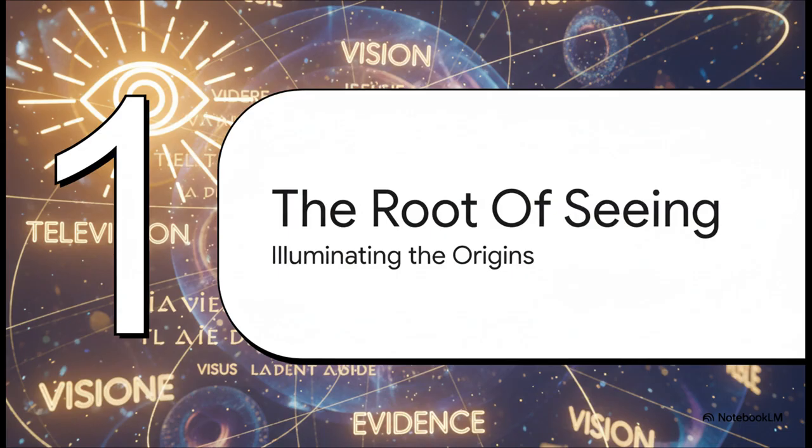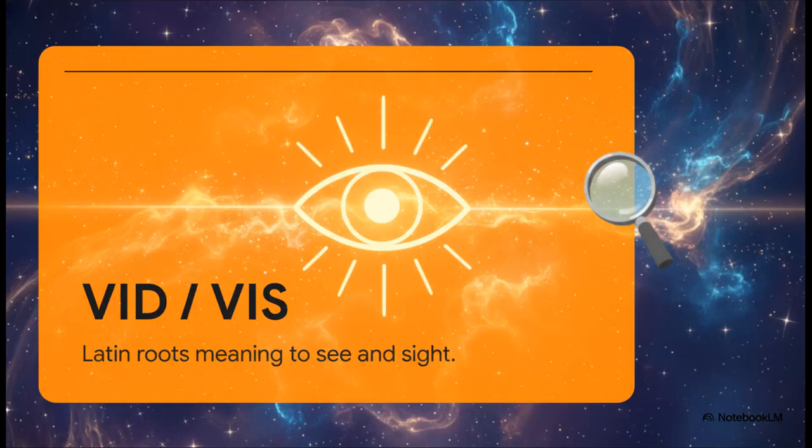Illuminating the origins. To really grasp how this works, we actually have to travel way back to ancient Latin to find our core source. Think of it like our fundamental source code. In Latin, we have videre, which means to see, and visus, which means sight. When these ancient words merged into English, they combined to form our master root, VID or VIS, which simply means see. So the absolute golden rule here is this. Whenever you spot VID or VIS inside a word, you instantly know that something is being seen.